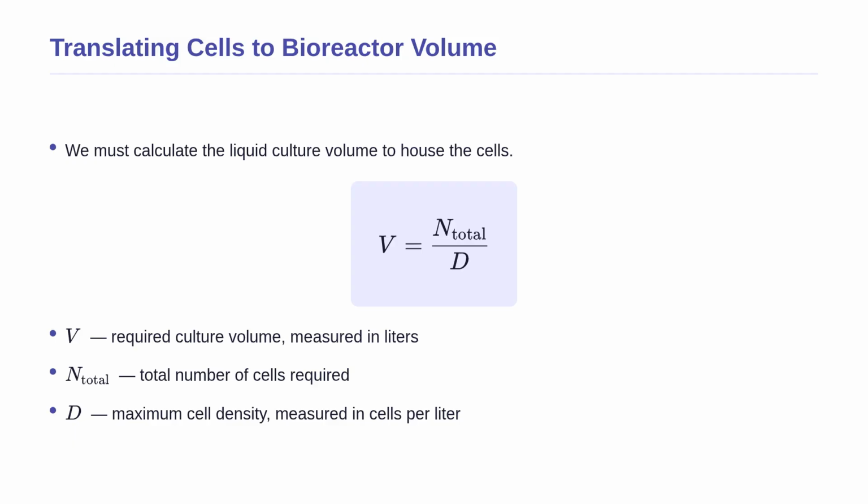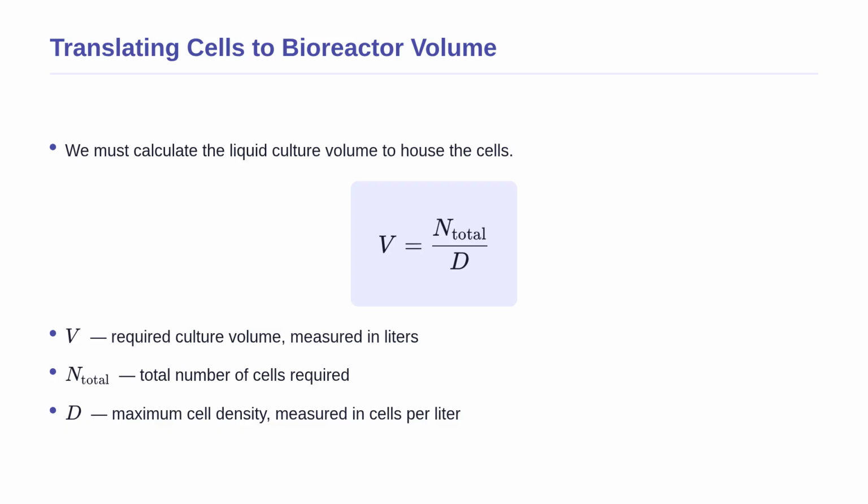So, we have proven that we need trillions of cells. This brings us to a critical engineering question. How much space do they need? We have to respect the maximum cell density limits of our bioreactor to ensure the cells survive and produce protein. To find this, we use the volume formula. V equals N total divided by D.